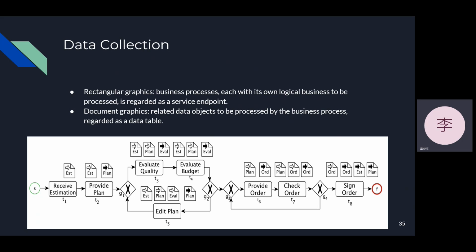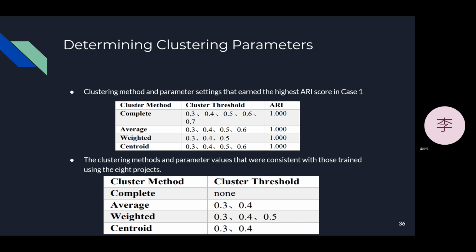The hollow arrows indicate that a given business process only reads from the data table. The solid arrows indicate that a given business process involves operations to add to the data table. Each business process is regarded as a service endpoint. And about determining the clustering parameters, this table lists the clustering method and parameter setting that earn the highest ARI score in case 1. And this table lists the clustering method and parameter values that were consistent with those trained using the 8 projects.